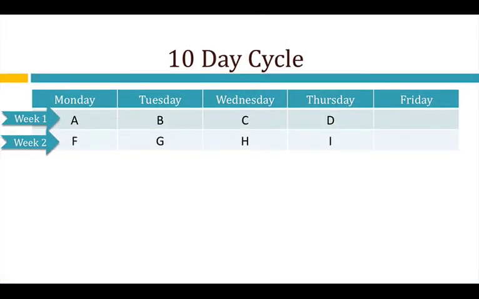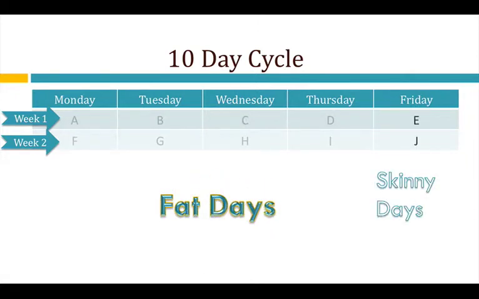Our new schedule for the fall will be on a 10-day cycle. This will consist of 8 fat days, primarily Monday, Tuesday, Wednesday, and Thursdays, and 2 skinny days, primarily a Friday. One typical week would consist of 4 fat days. This is where students would meet 6 out of their 8 instructional classes, and 1 skinny day. This is where students would meet 7 of their 8 instructional classes. Advisement would not meet on a skinny day.